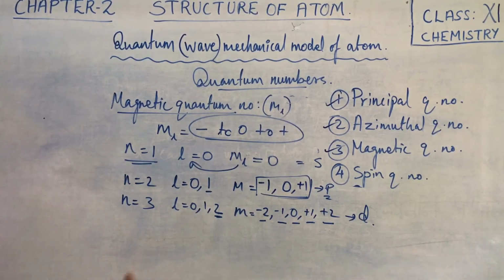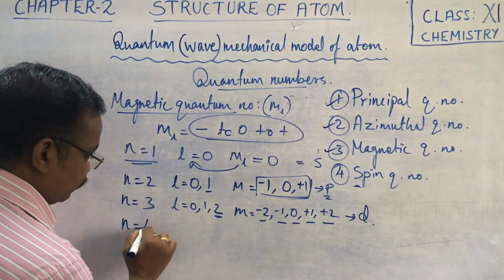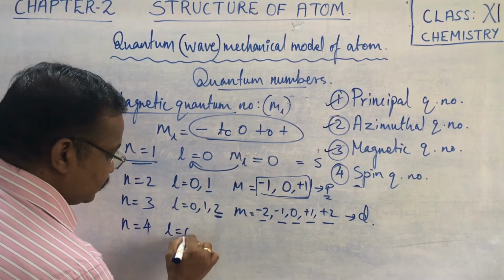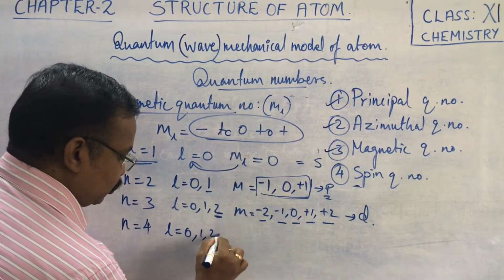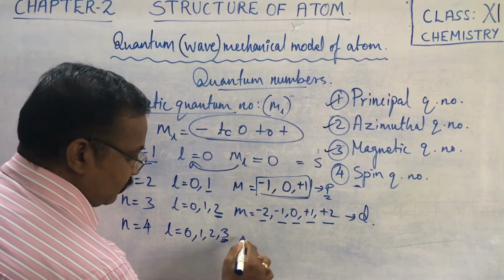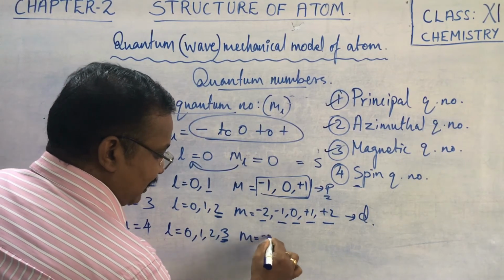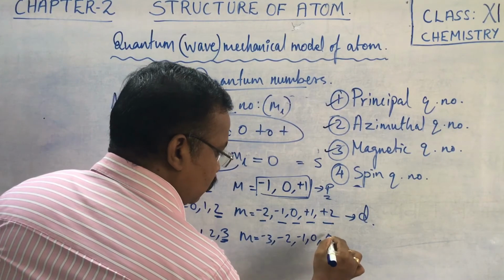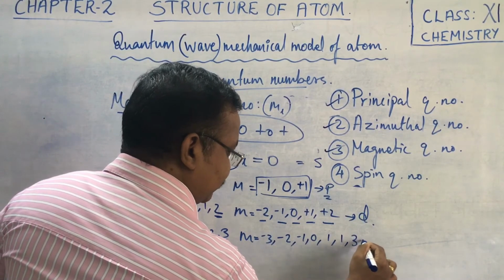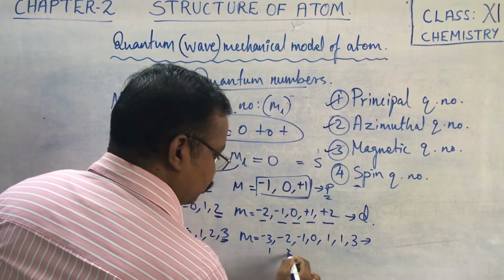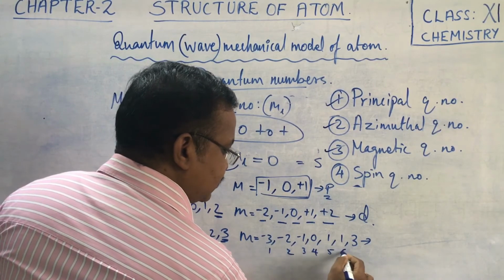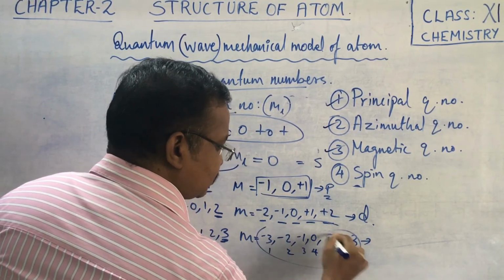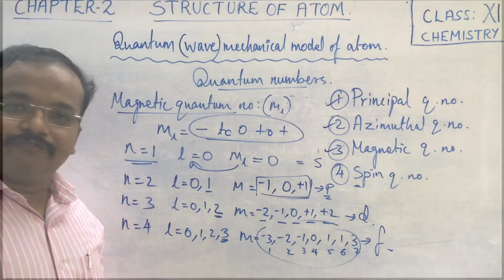Like that, when n is equal to 4, L can have values 0, 1, 2 and 3. So for the third one, when we consider m is equal to minus 3, minus 2, minus 1, 0, 1, 2 and 3, there are 1, 2, 3, 4, 5, 6, 7 values. So this explains our f orbital.